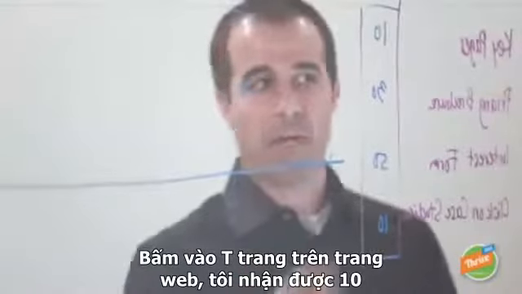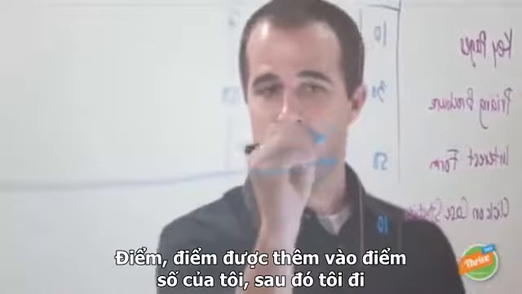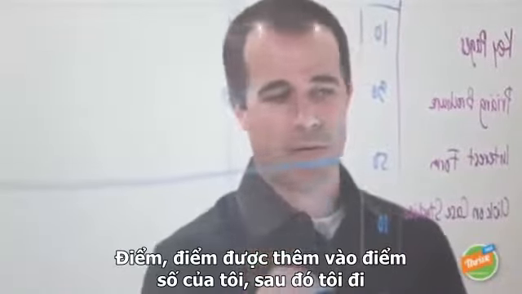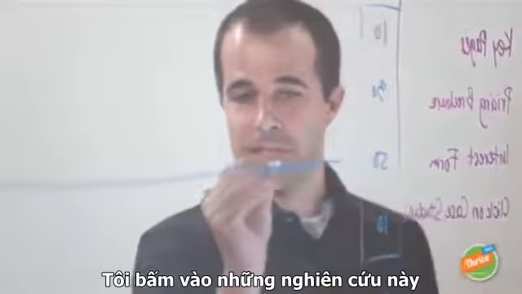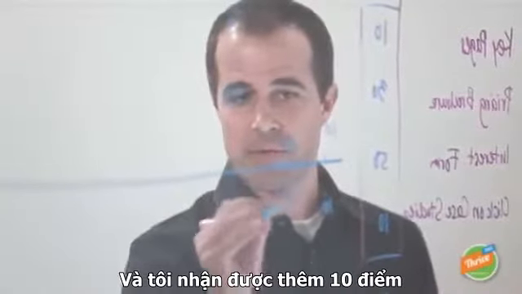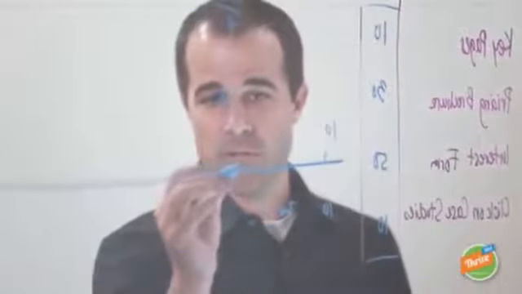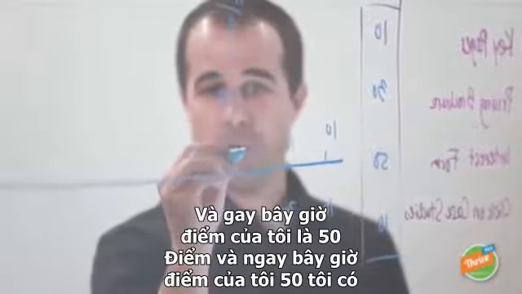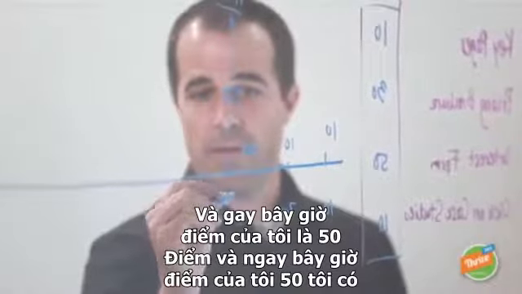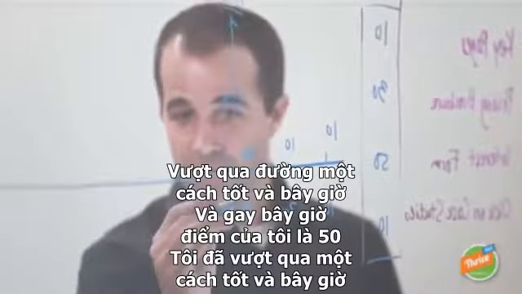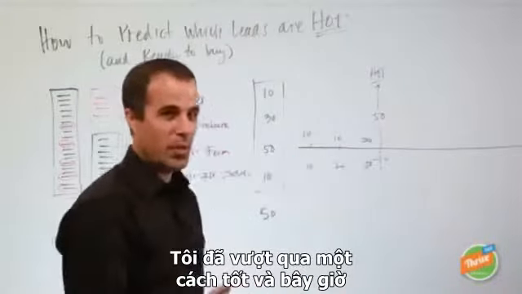So I click on key pages on the website. I get 10 points added to my score, right? Then I go and I click on these case studies, and I get another 10 points. So I'm sitting at 20, right? And then I go and I hit this pricing brochure, which adds another 30 points. And right now my score is 50. I have crossed the line in a good way.